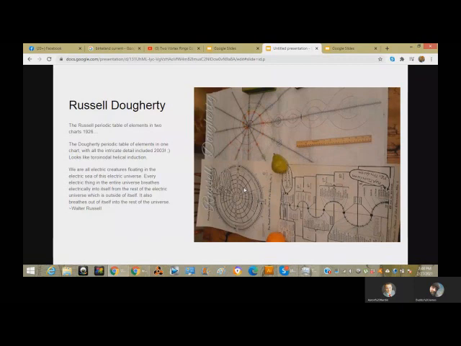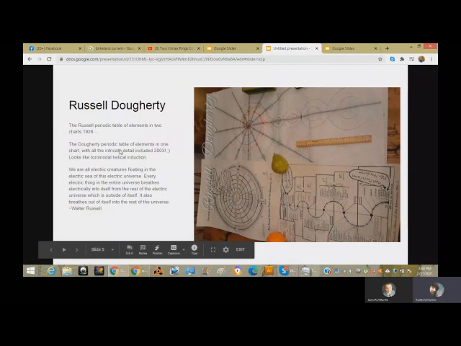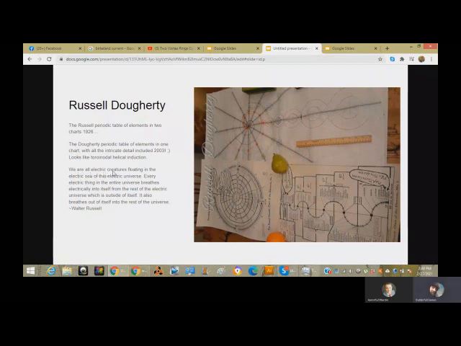So it's these helical entanglement filaments here. The Russell periodic table of elements in two charts here. The Dougherty periodic table of elements in one chart with all the intricate detail included. We are all electric creatures floating in an electric sea of this electric universe. Everything in the entire universe breathes electrically into itself from the rest of the electric universe, which is outside of itself. It also breathes out of itself into the rest of the universe.